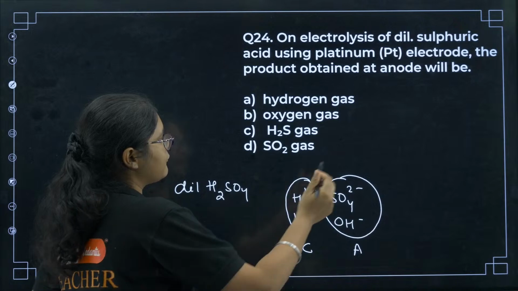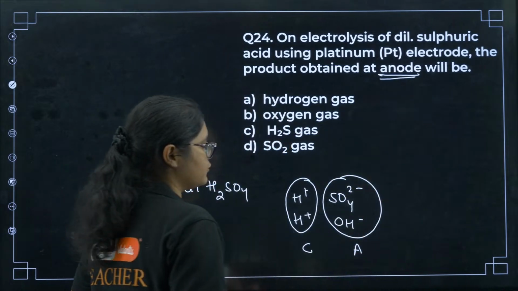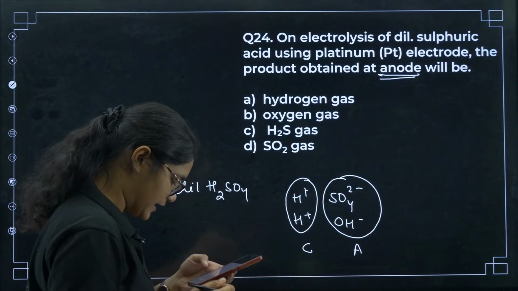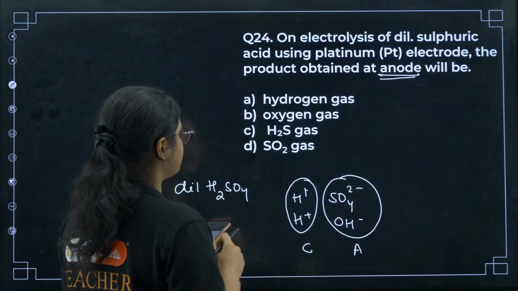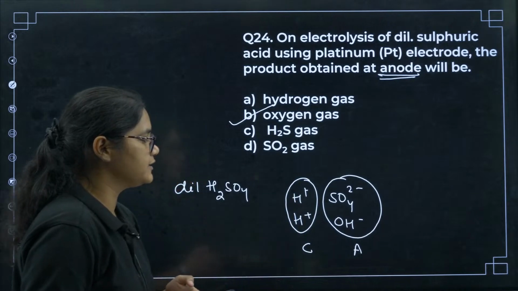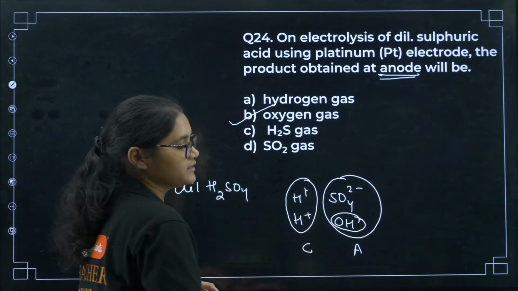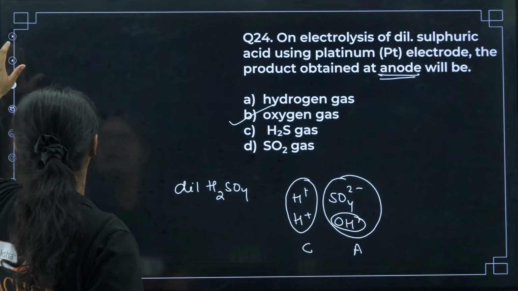No dear, what is produced at anode, not cathode? At cathode we will have H2 gas. At anode what will be produced? So Soumya has given the correct answer. At anode there is oxygen. OH minus will undergo oxidation to give you oxygen gas.